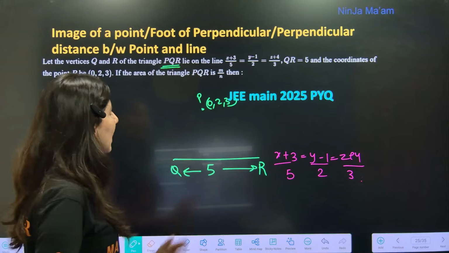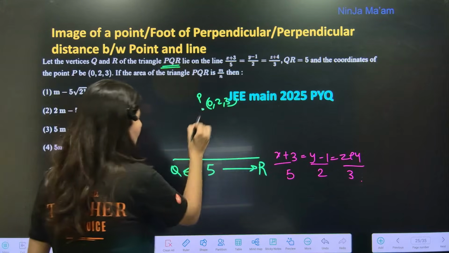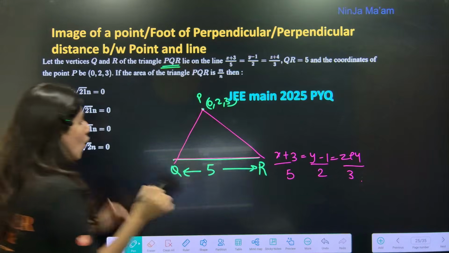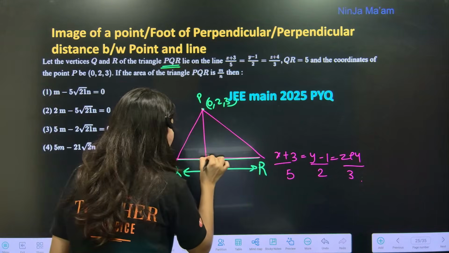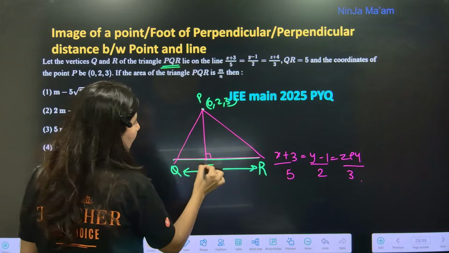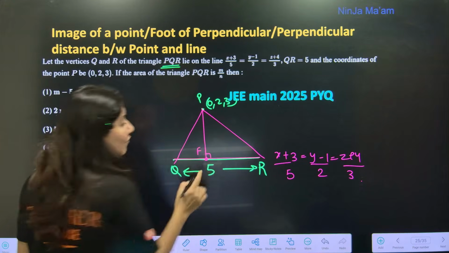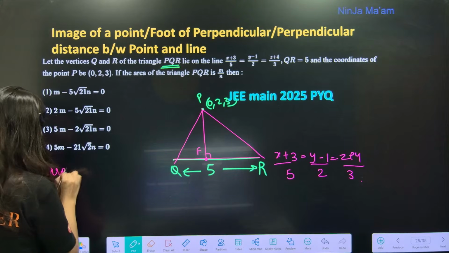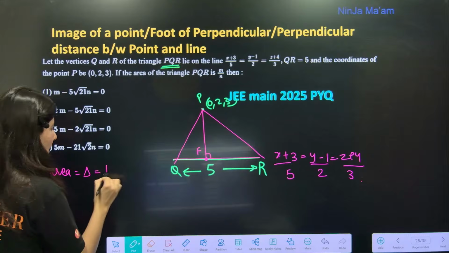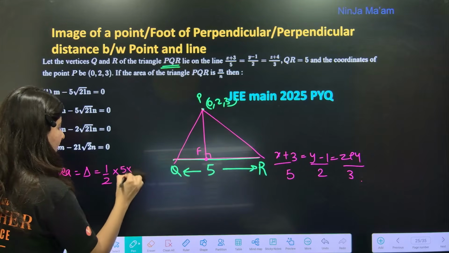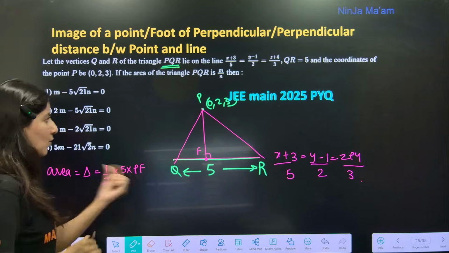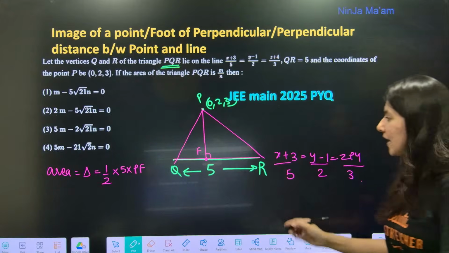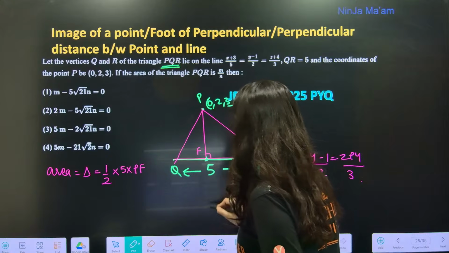Now, area of triangle they are looking for. Tell me, if you have a triangle and you have the length of its base, all you are looking for is the height. And actually, height is nothing but you are looking for PF distance. Okay, so area will be what? Area is equal to delta is equal to half into 5 into PF. So you are looking for PF. P you have. F you need to calculate.